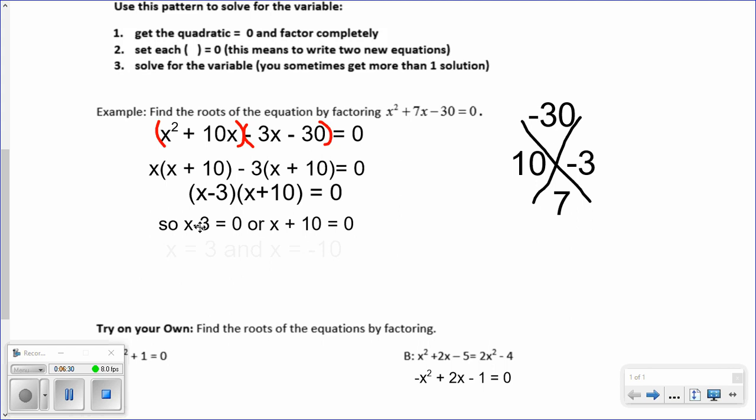So now I'm just going to go ahead and solve. So here I would add 3 to both sides. Here I'd subtract 10 from both sides. So my two solutions would be 3 and negative 10. Those are my answers. Okay?